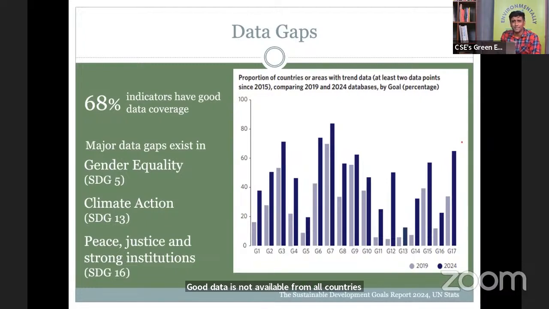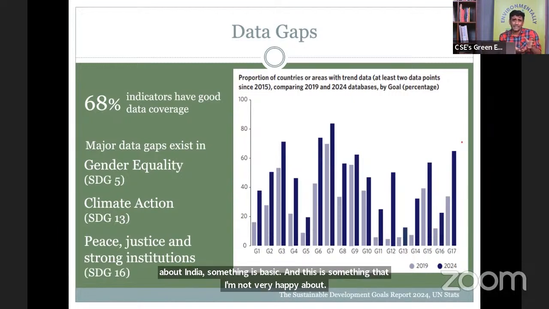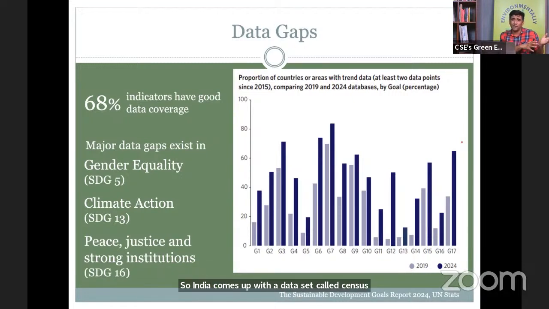So for some countries, usually the developed countries, the data is available because they are taking it yearly. If you talk about India, something is basic, and this is something that I'm not very happy about. So India comes up with a data set called census. The last census came in 2011. We are in 2024, we still don't have it. And that is the most comprehensive data set that is available for India, where every household is roped in. So similar challenges are being faced by a lot of other countries across. In fact, more than half, 68%.